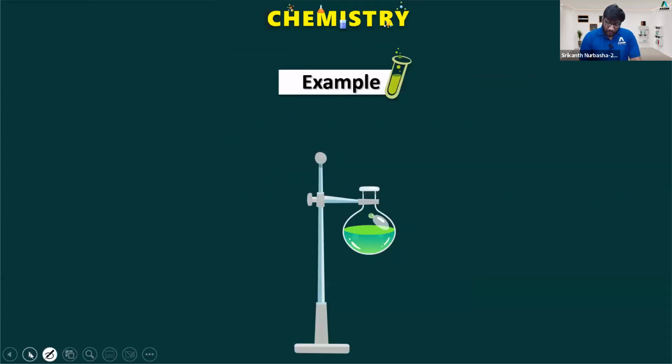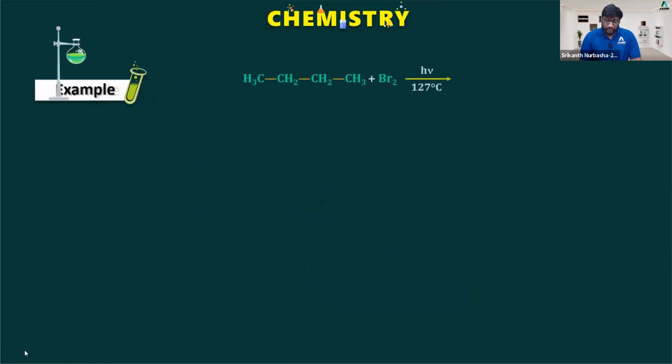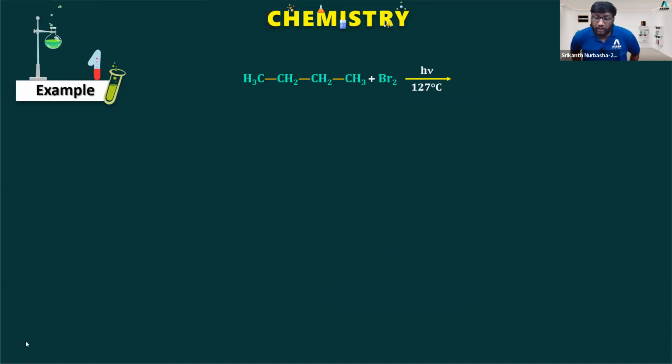Right, students? Let us try to solve examples. Everyone understood these points or not? What type of products are obtained? How are they obtained so far? Yes, sir. Try to answer this question: CH3CH2CH2CH3 plus Br2 in the presence of hν, 127 degrees Celsius.